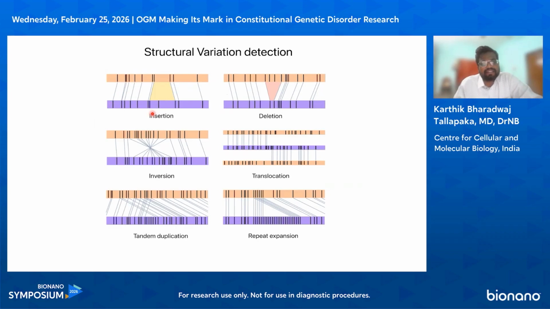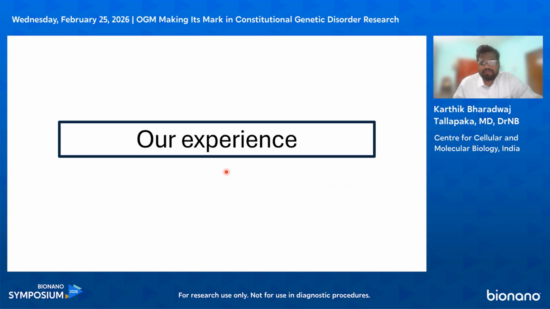Say, for example, in this case, there are additional molecules and increased space between adjacent loci, which suggests the presence of an insertion. Similarly, when some of these labels are lost in between known loci, then you can infer the presence of a deletion. And in an inversion, you get a complete physical transformation in the labeling pattern. In the same way, you can detect other structural variations like translocations, tandem duplications, and repeat expansions. So now that we have understood how Bionano works, let me share our experience using it in clinical scenarios.